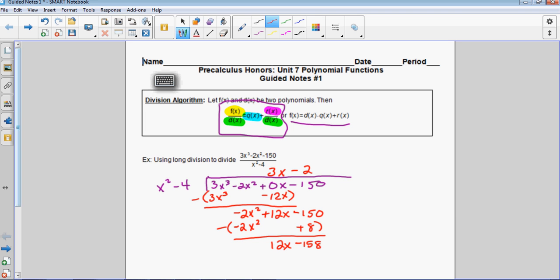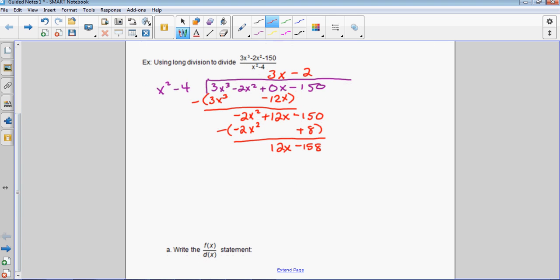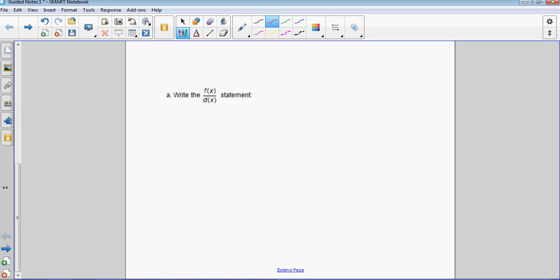So then down below, we're going to write the whole statement. So my f of x was 3x cubed minus 2x squared minus 150 divided by d of x, which was x squared minus 4. It's going to give me my quotient, 3x minus 2, plus my remainder, 12x minus 158 over x squared minus 4.